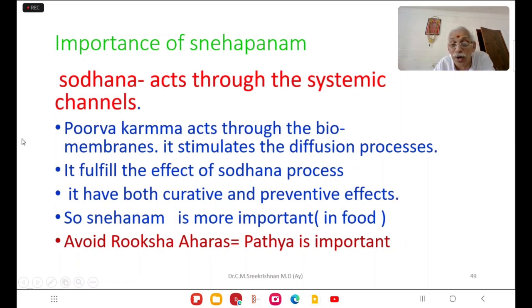So snehana is more important, especially in the food also. Give ghrita in the food also. Avoid ruksha ahara. Pathya is very important. Avoid ruksha ahara, all types of viruddha ahara, all types of fast food like that.